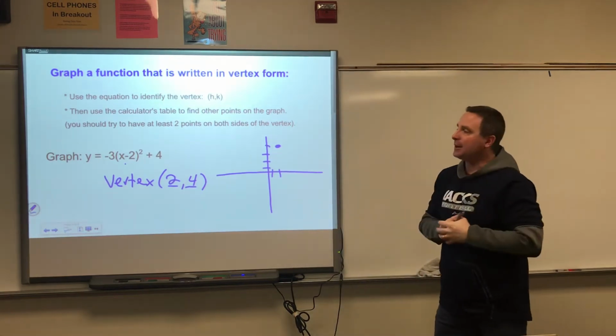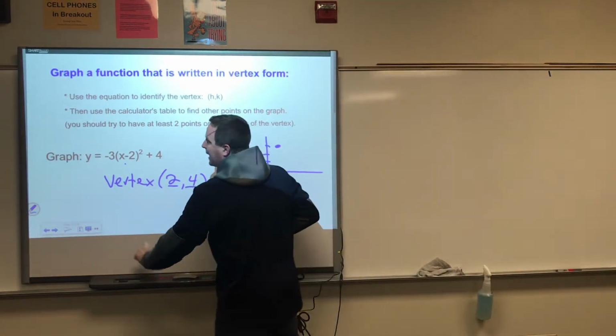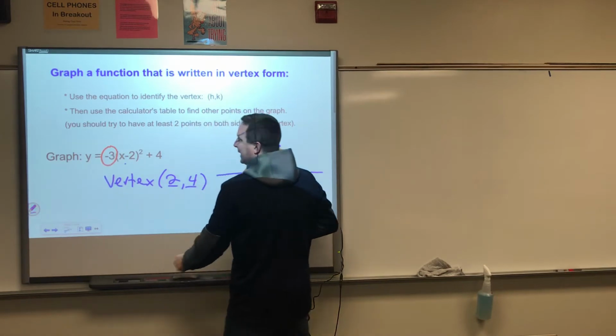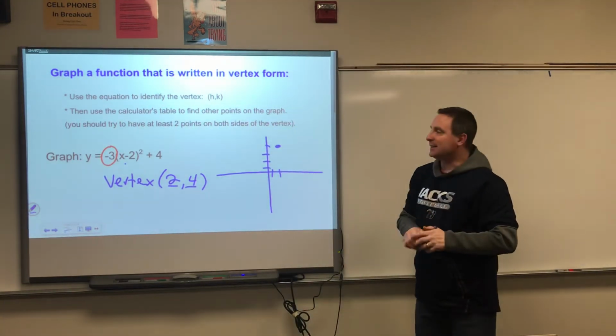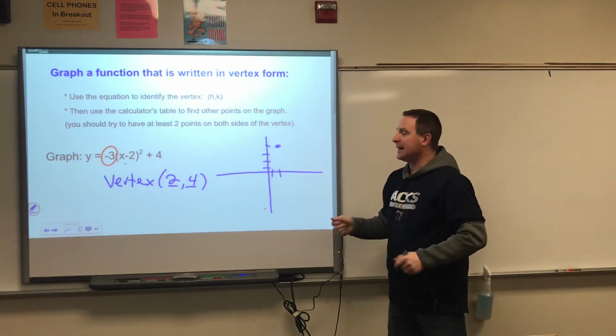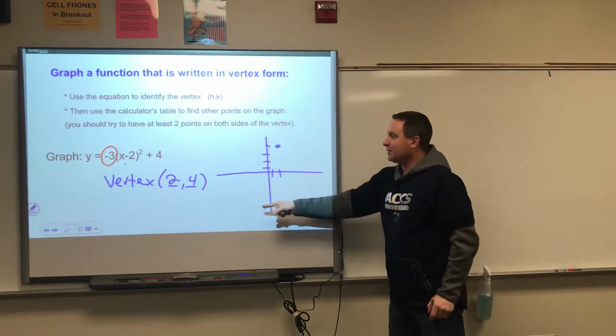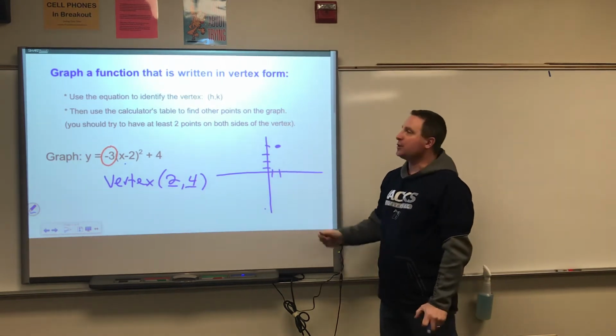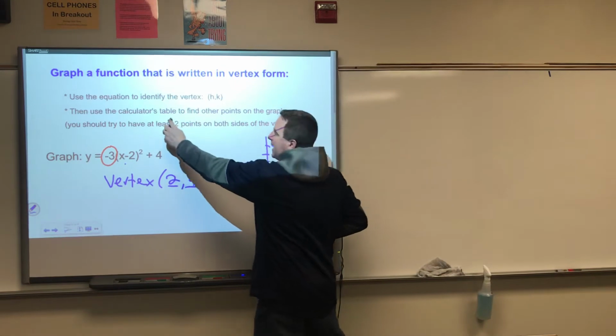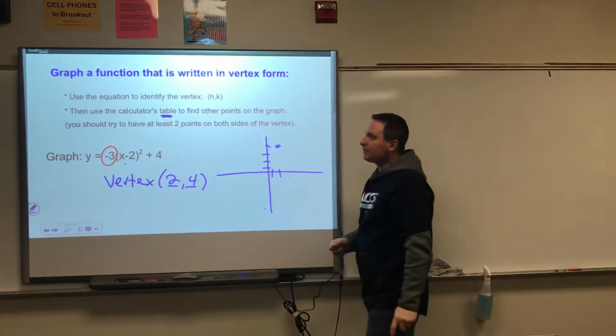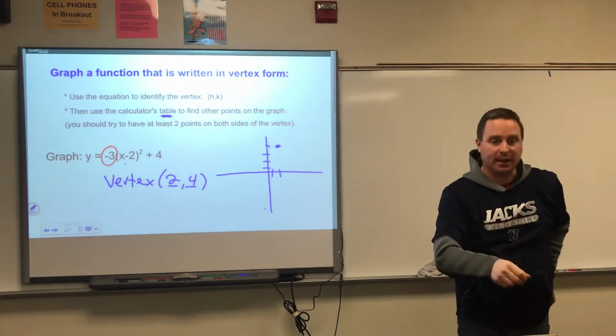And in the back of my mind here, I'm going to look at the a out front. Does it have an a out in front? It sure does. And it's a negative 3. Because it's negative, that tells me that this thing is going to open down. Well, I can't just draw an upside down curve, or a U. We're going to use the table. We're going to go to the calculator and use the table to find its vertex.